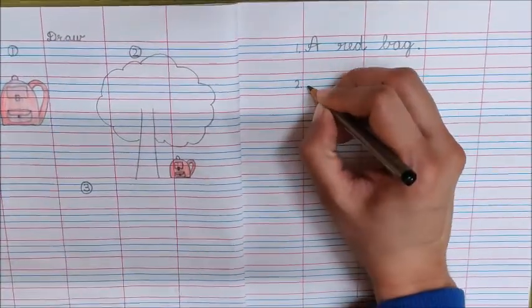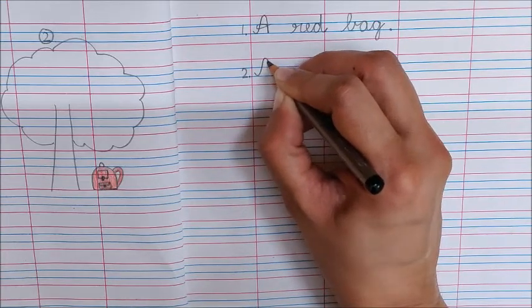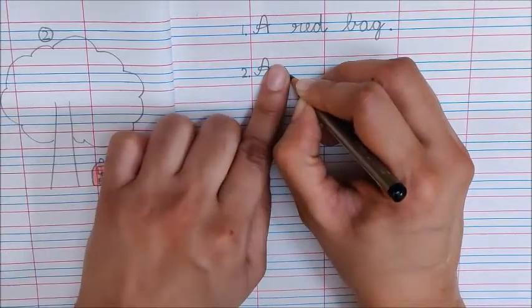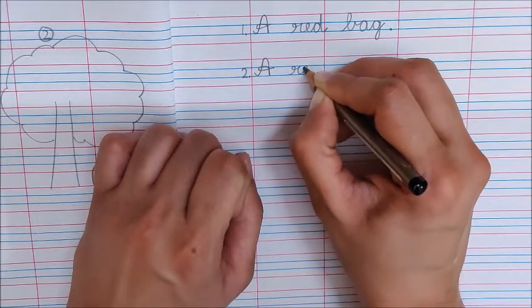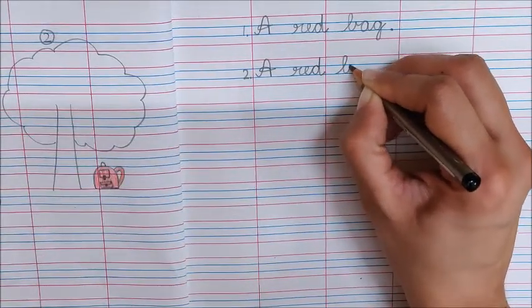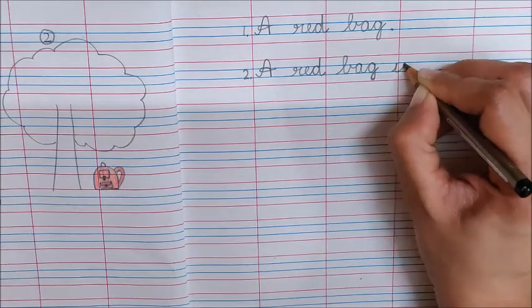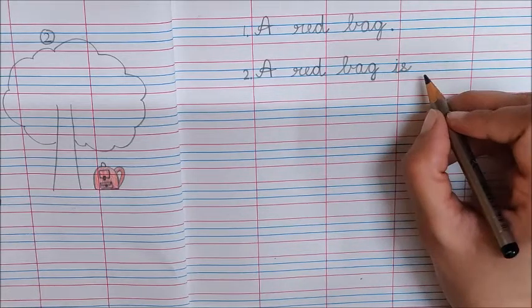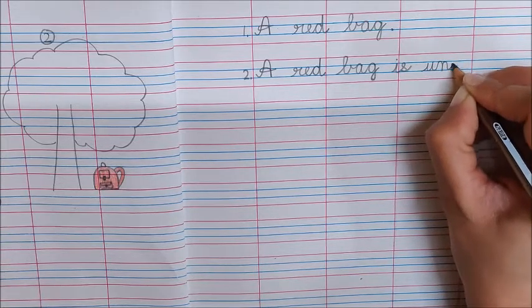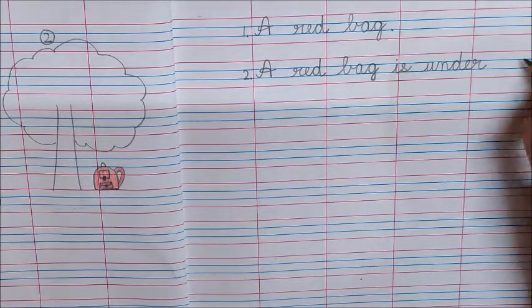Write it here. Again, you have to write capital cursive A. Go up, turn, go down, make a loop, A. Leave one finger space. Red. A red bag is under. What is the spelling of under? U-N-D-E-R. Under a.